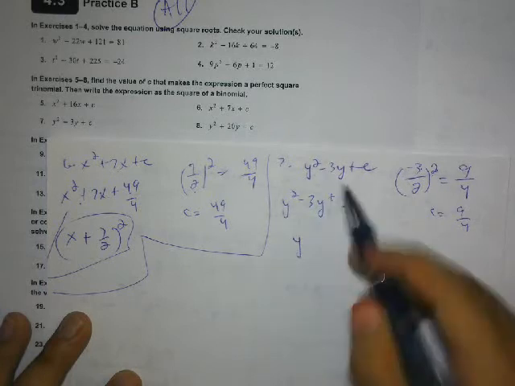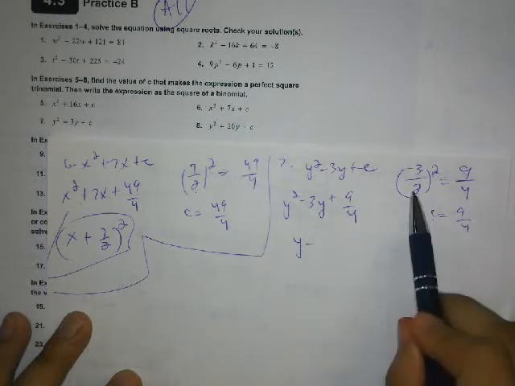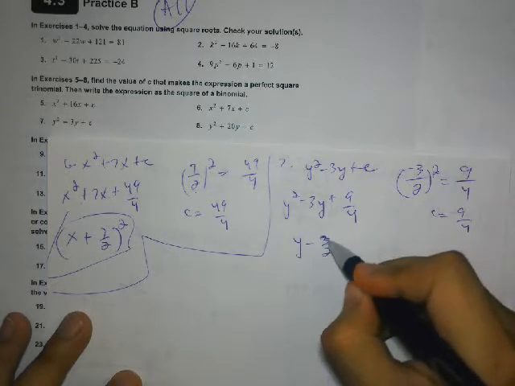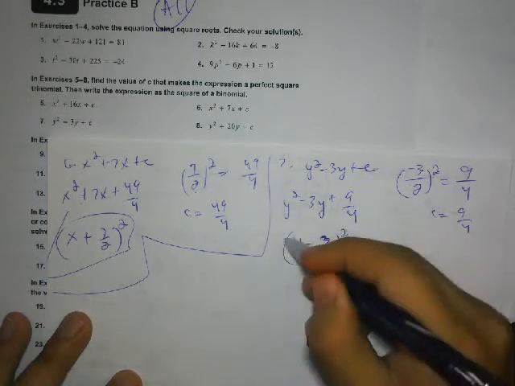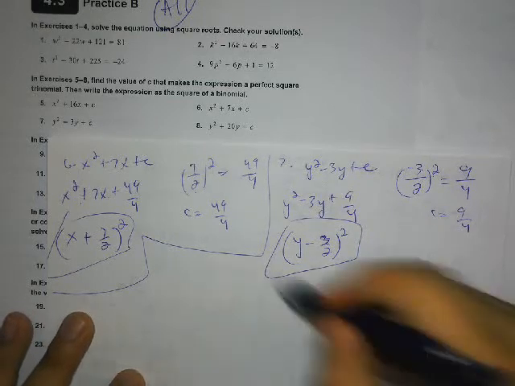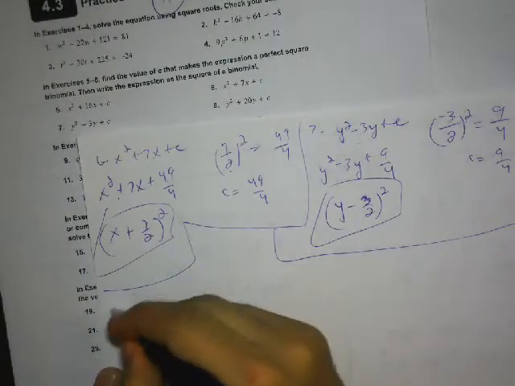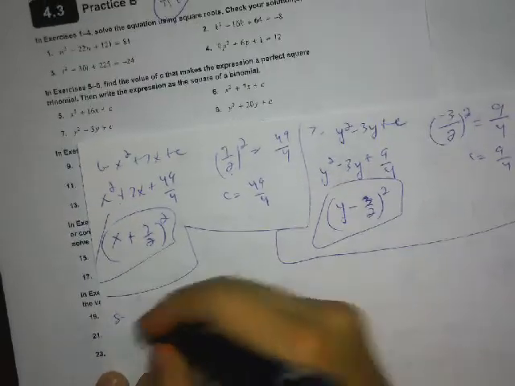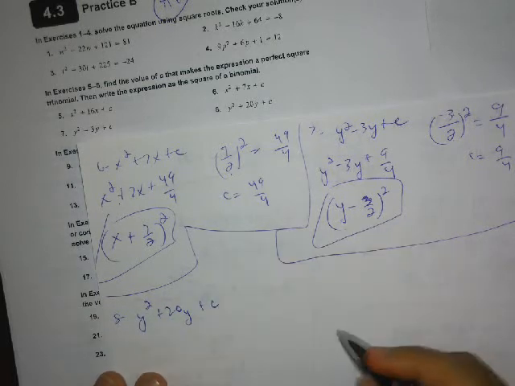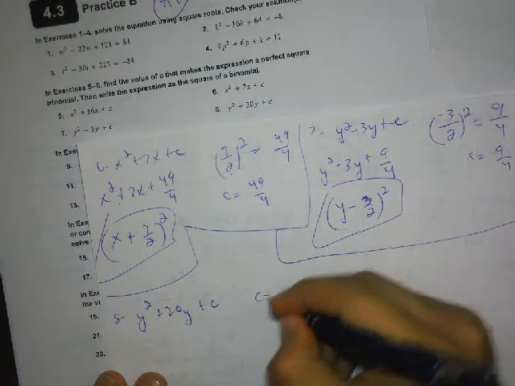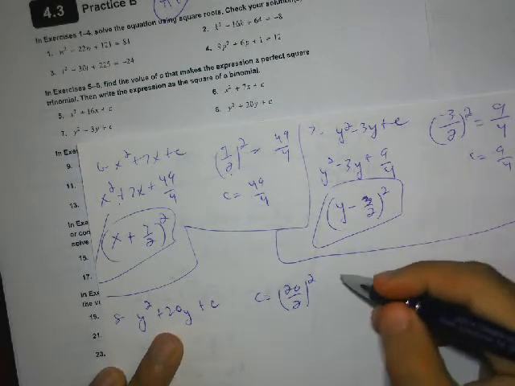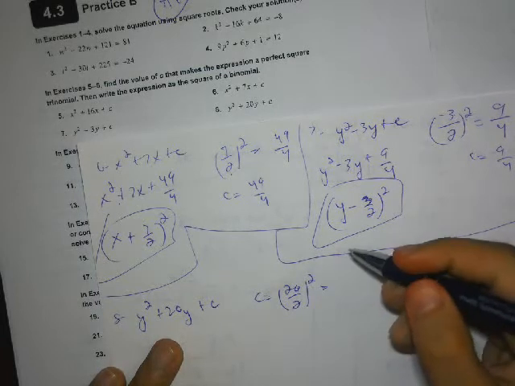Alright, number 8. Number 8 is y squared plus 20y plus c. Again, c is equal to half of the middle term squared. 20 over 2 is 10. 10 squared is 100. So c is equal to 100. So it's y squared plus 20y plus 100. And our binomial is (y plus 10) squared.